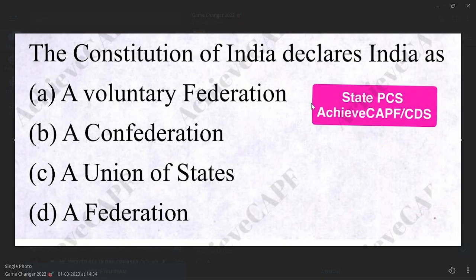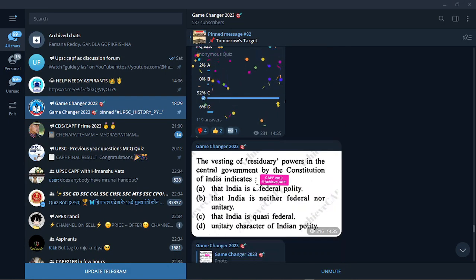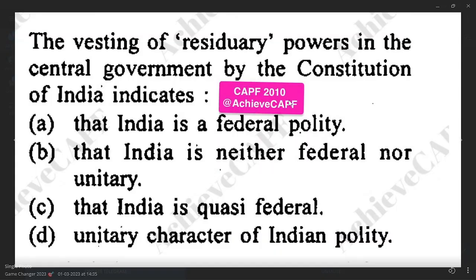Next, the Constitution of India declares India as a Union of States. India, that is Bharat, is a union of states. The vesting of residuary powers in the central government by the Constitution of India indicates that India is a federal polity. India is neither federal nor unitary; it is a quasi-federal polity with a unitary character.